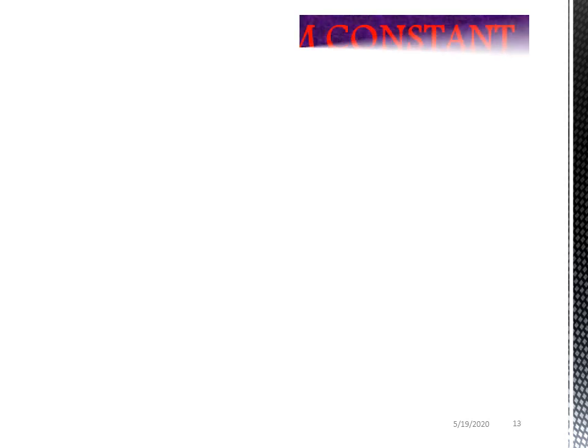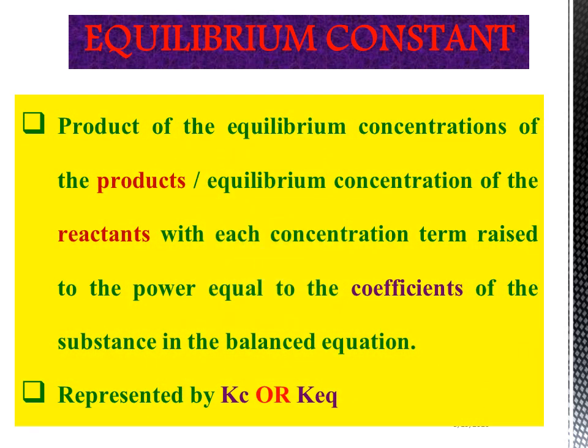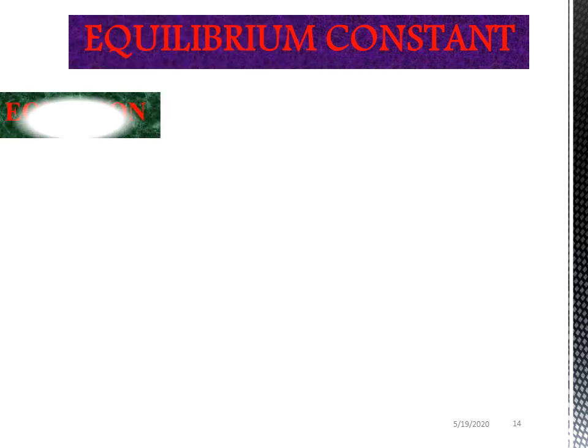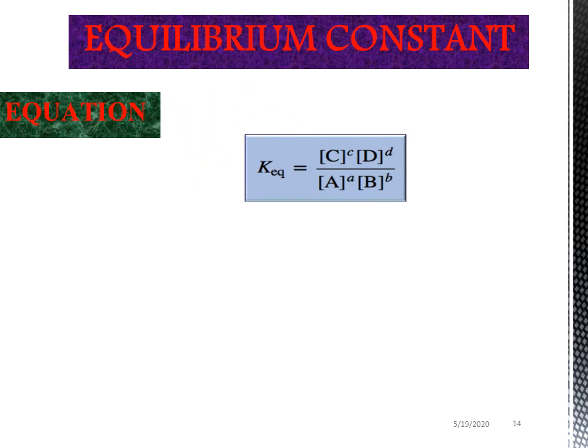The next one is the equilibrium constant. It is the product of the equilibrium concentrations of the products divided by the equilibrium concentrations of the reactants, with each concentration term raised to a power equal to the coefficient of the substance in the balanced equation. It can be represented by Kc or Keq, K equilibrium. Here you can see the equilibrium constant expression, or the equation for the equilibrium constant.